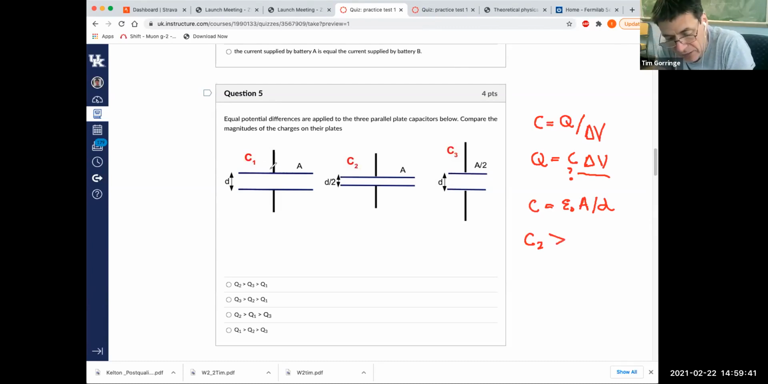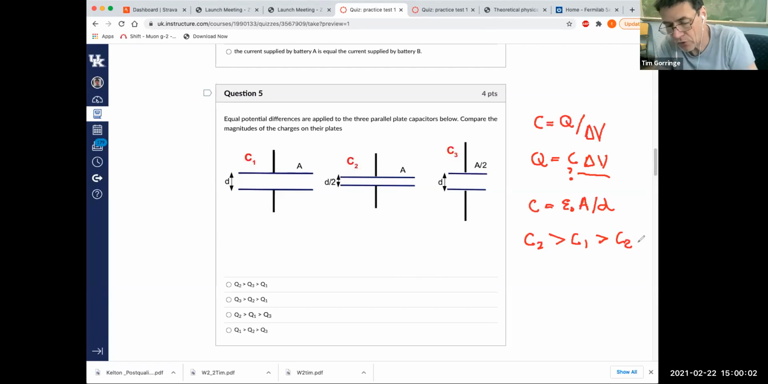If I now compare C1 and C3, C1 has got the same separation as C3 between the plates, but C1 actually has twice the area, which increases the capacity to store charge. So C1 is going to be bigger than C3.